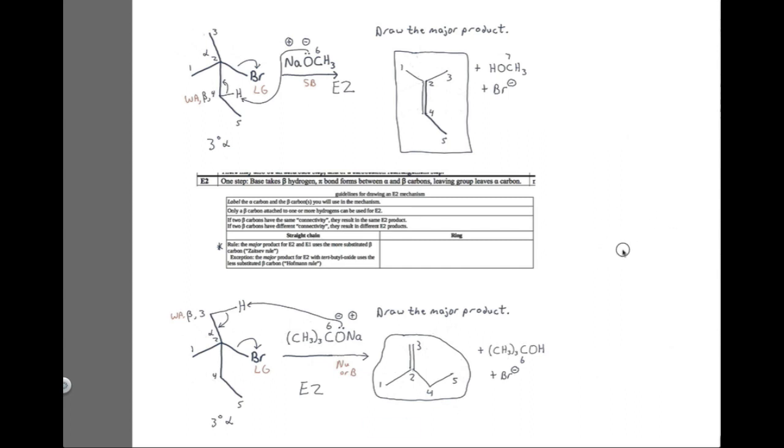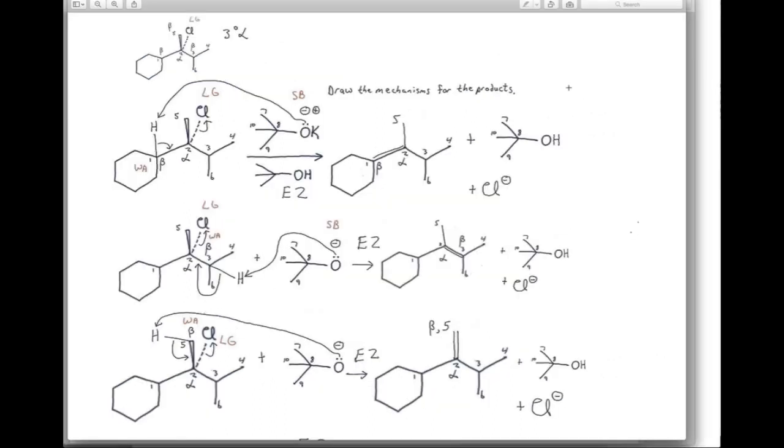Remember to read the instructions carefully. This problem said draw the major product, so we drew one product from attacking one beta carbon. But do you remember this problem from the previous video?